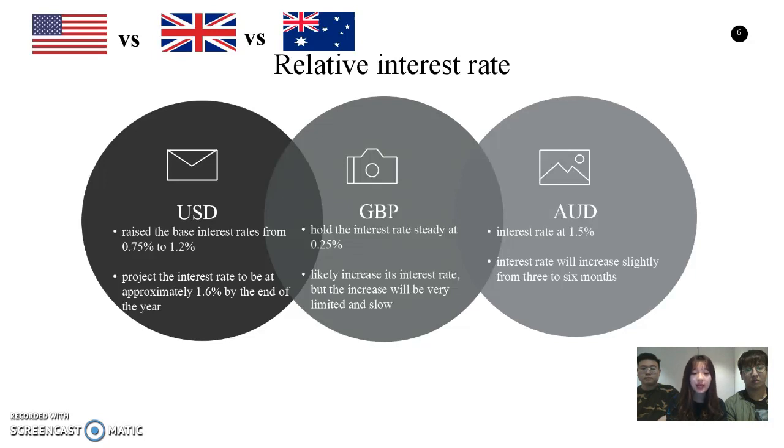The Bank of England has held the interest rate steady at 0.25%. Mark Carney, the governor of the Bank of England, was reported to have said it is likely to increase its interest rate, but the increase will be very limited and slow. And the Reserve Bank of Australia is holding its interest rate at 1.5%, and it is likely the interest rate will increase slightly in 3 to 6 months.